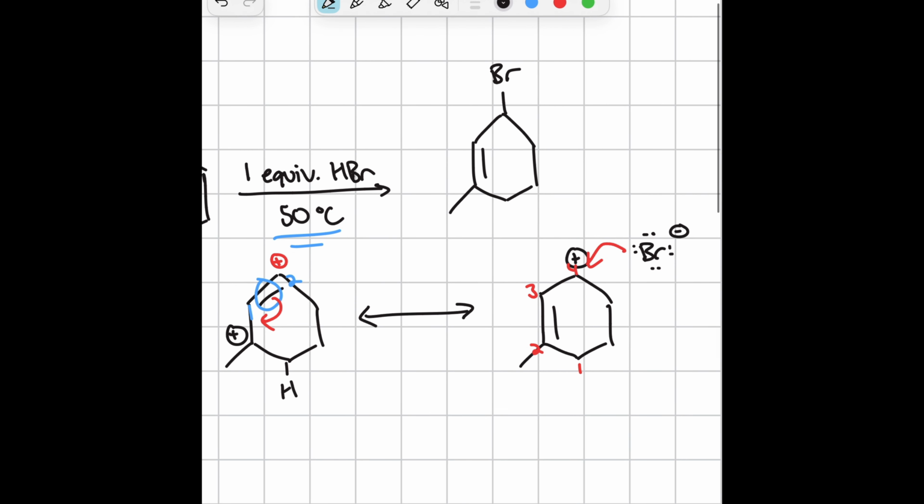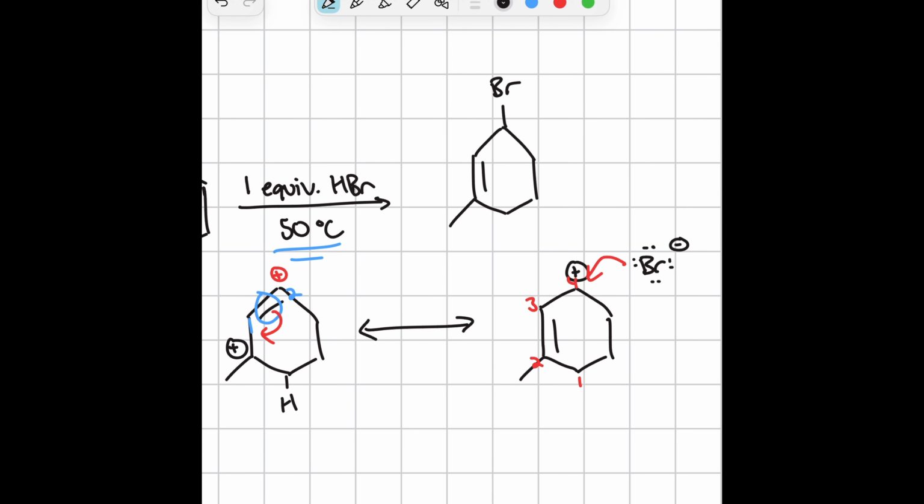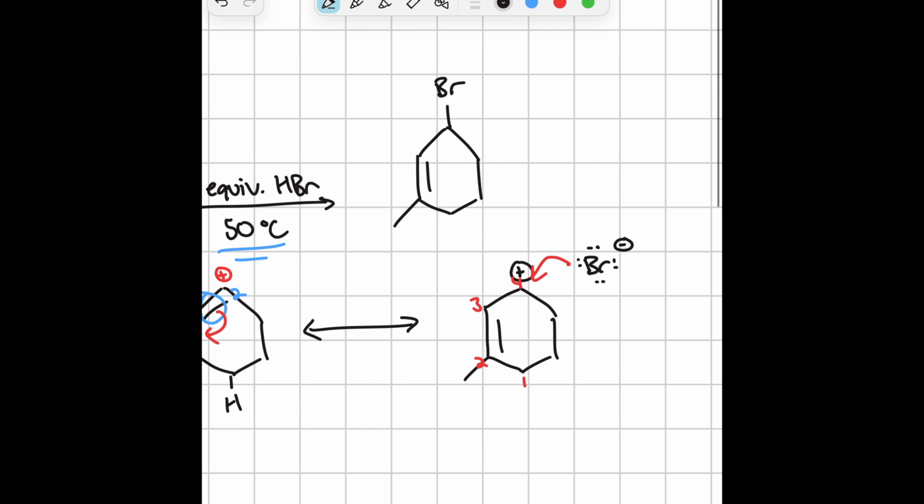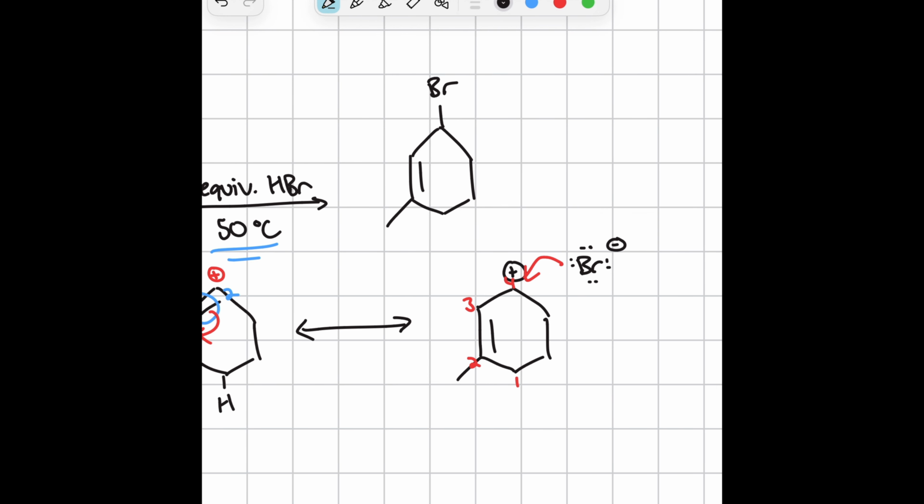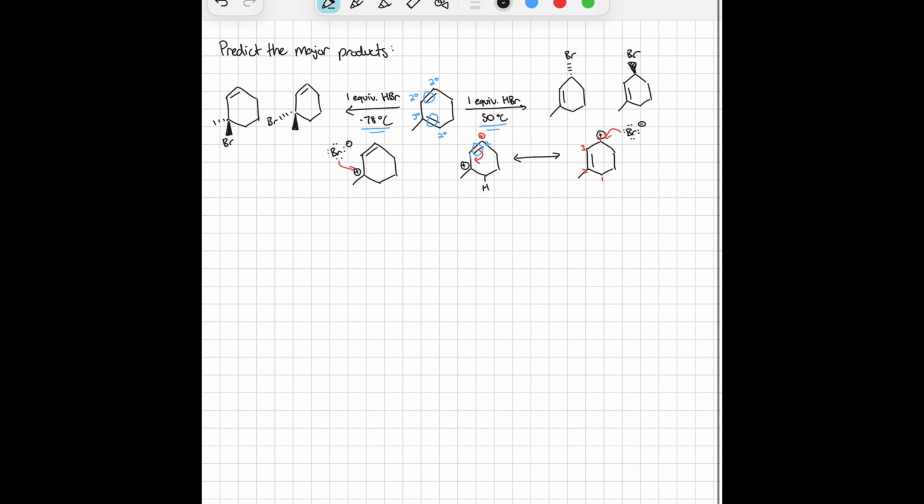And if we were to look and see if there's a chiral center, we know there is actually a chiral center. So once again, you can have the Br going away from you, or the bromine could be wedged towards you. So once again, you have two products formed here, and this product is more stable than the kinetic product.